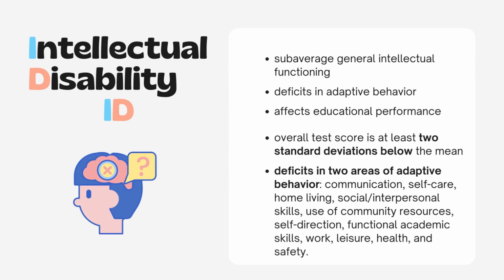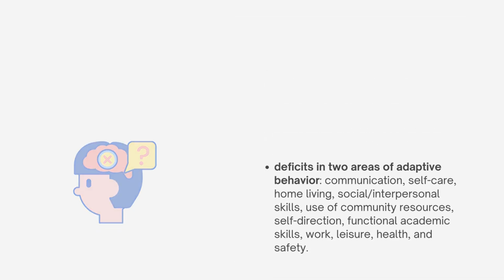Intellectual disability is a sub-average general intellectual functioning. It has deficits in adaptive behavior and affects educational performance. The overall test score is at least 2 standard deviations below the mean, and there are deficits in 2 areas of adaptive behavior like communication, self-care, home living, social interpersonal skills, use of community resources, self-direction, functional academic skills, work, leisure, health, and safety.